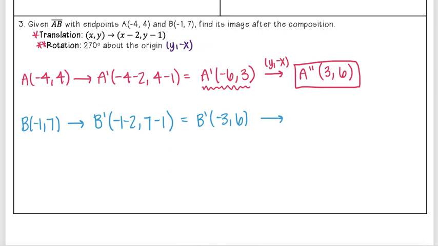And now I need to do my rotation. I know my rule I'm using is (y, negative x). So I am going to take this B prime, switch it around, and when I do that, I get 6. Opposite sign of negative 3 is a positive 3.